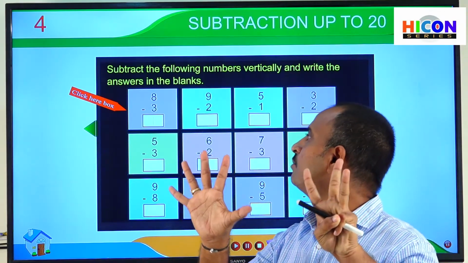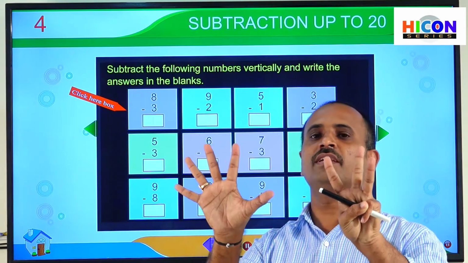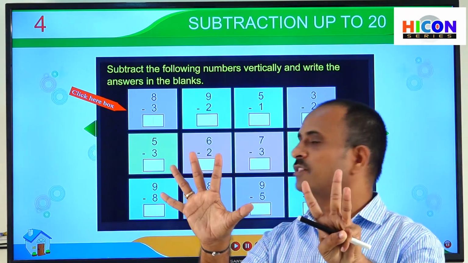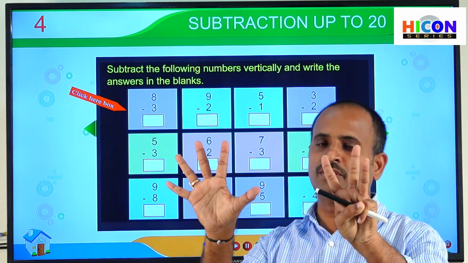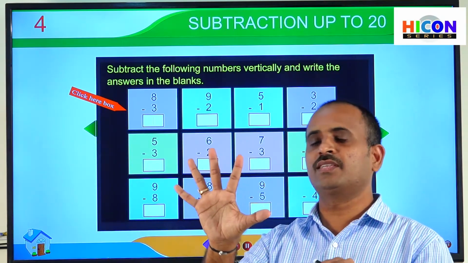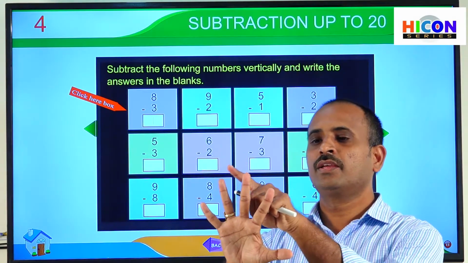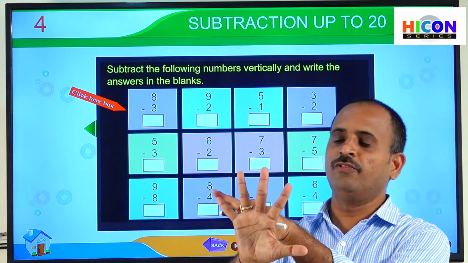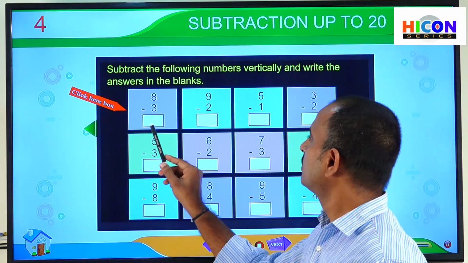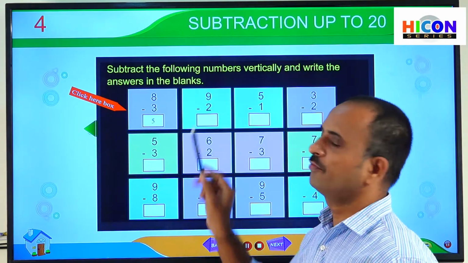Now what is the second number there? 3. So we have to close 3 fingers among these 8 fingers. That means I have taken away 3 fingers from the 8 fingers. So close 3 fingers. 1, 2, 3. So children, how many fingers are left? 1, 2, 3, 4, 5. So 5 fingers are left after subtracting 3. So the answer is 5. Write 5 in this box. So the difference is 5.